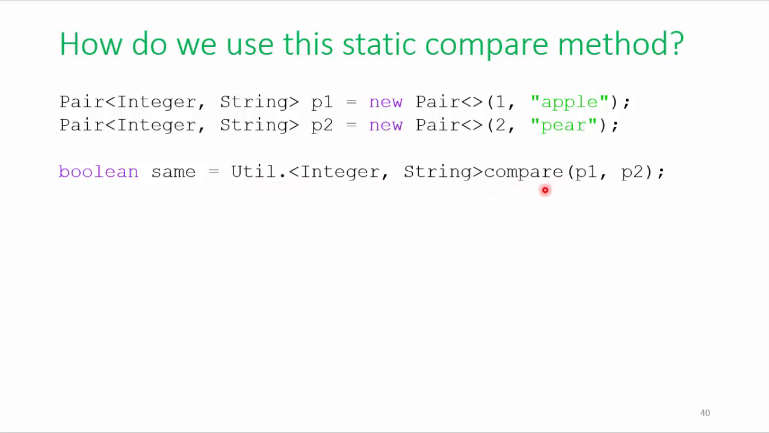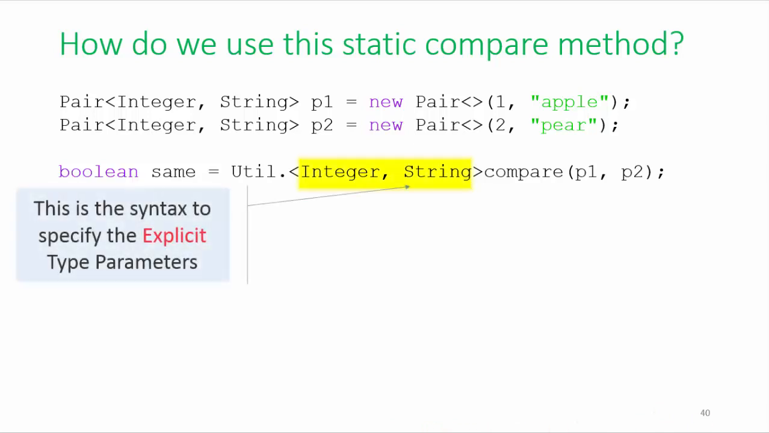So the idea is, when you call a generic method, you specify the actual type parameters right before the name of the method. And if it so happens that this method is called from within a class or an object, then yes, it's going to come after the dot and before the name of the method. All right? So this is the bit of syntax that is a little unusual here. That's how you specify your explicit type parameters.